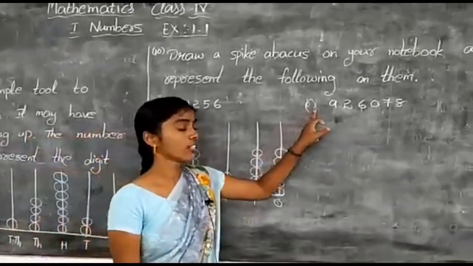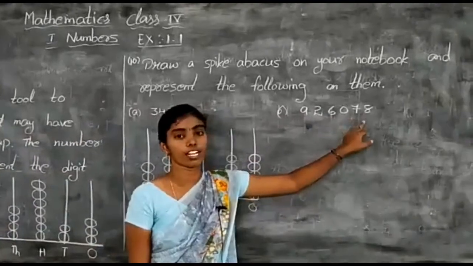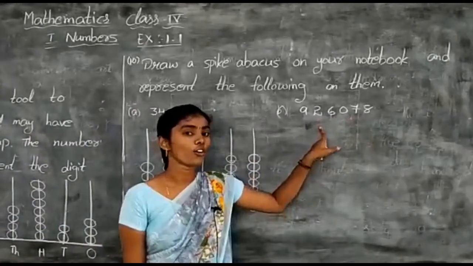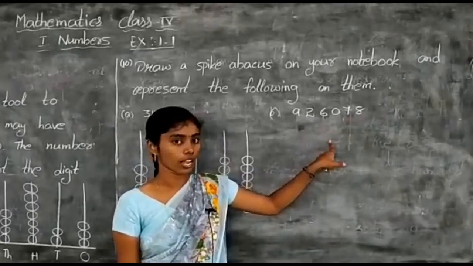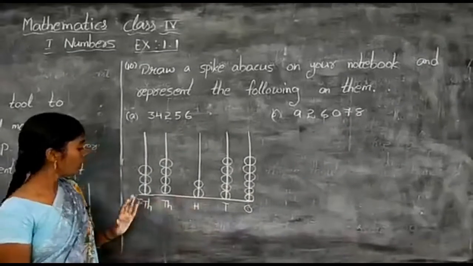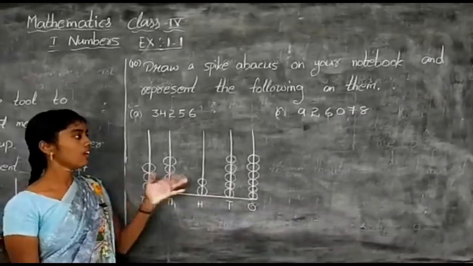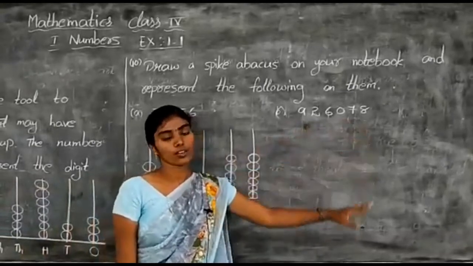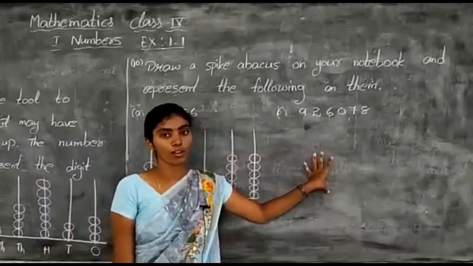Here one more sum is there. B1 it is 9,26,078. This you have to draw in your notebook on your own. Okay, you already saw the previous one. Next one you have to draw. Only here one more place value is added, that is lakhs. As the numbers are given, you have to draw the beads. It is very easy. You have to do it on your own.